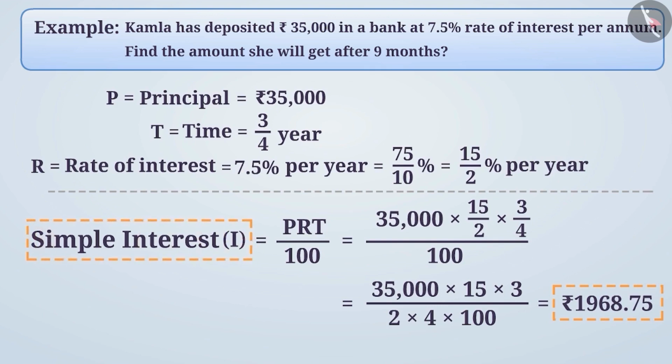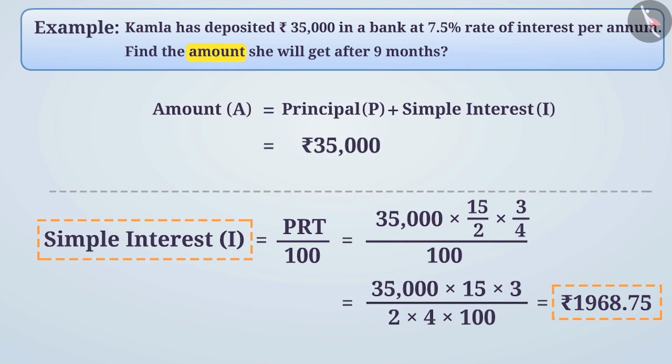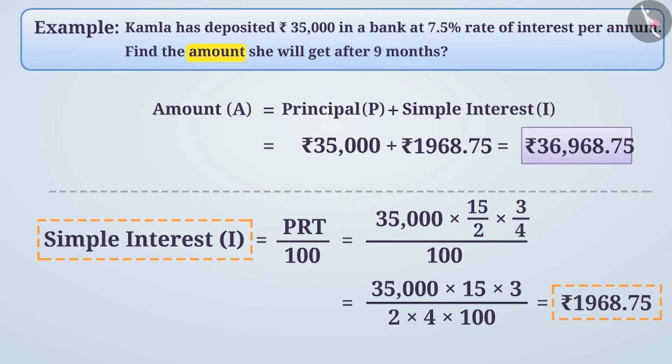Please note that rupees 1968.75 is the simple interest, but in the given question, we are asked to find the amount. So the amount is equal to principal plus interest. That is, A is equal to P plus I. A is equal to rupees 35,000 plus rupees 1968.75, which is equal to rupees 36,968.75. Thus, after 9 months, Kamala will get rupees 36,968.75 as the amount.